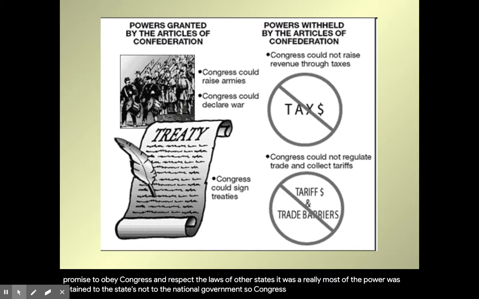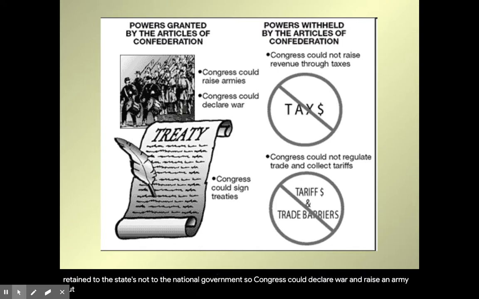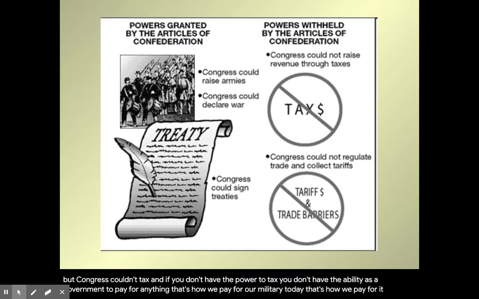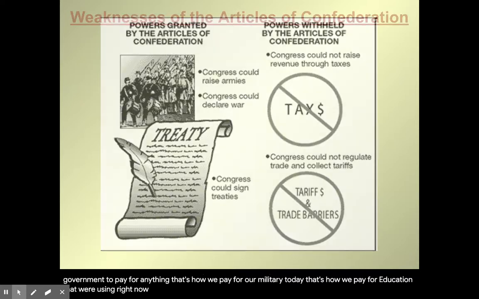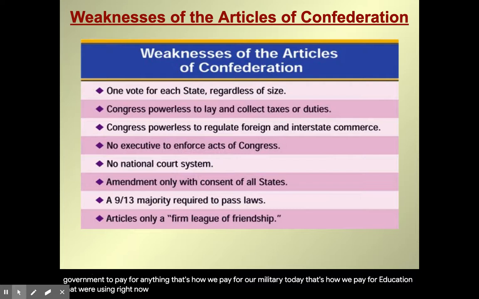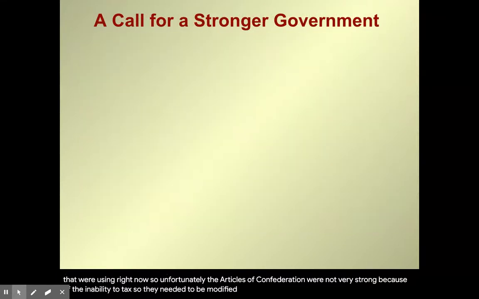So Congress could declare war and raise an army, but Congress couldn't tax. And if you don't have the power to tax, you don't have the ability as a government to pay for anything. That's how we pay for our military today. That's how we pay for our education that we're using right now. So unfortunately, the Articles of Confederation were not very strong because of the inability to tax. So they needed to be modified in some way.